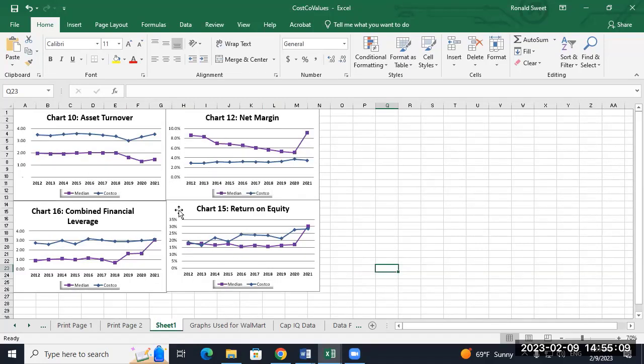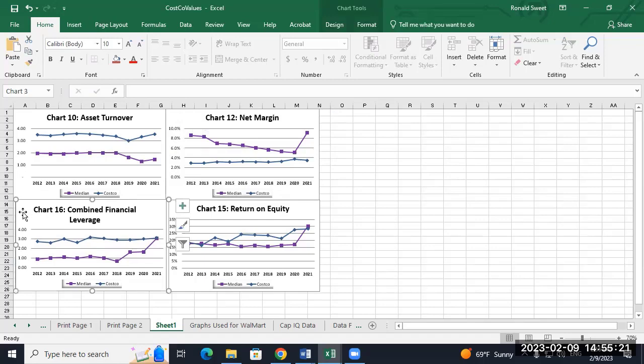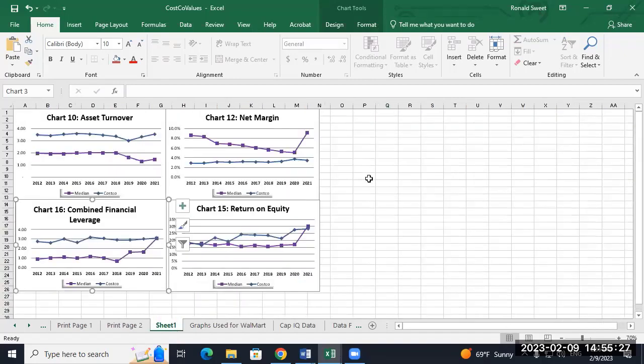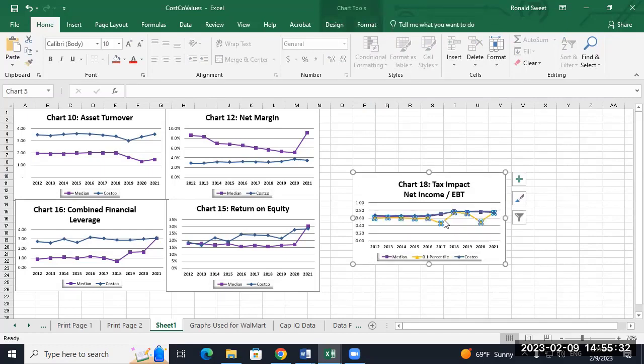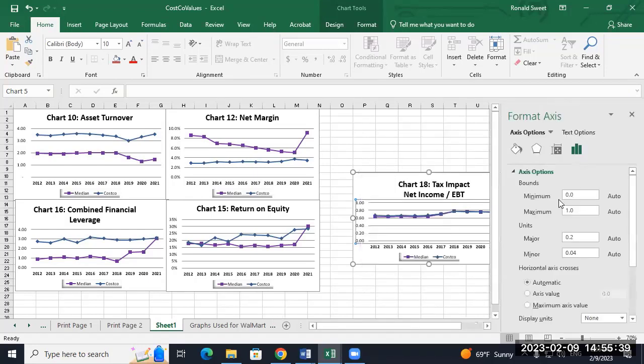So really, at this conclusion, it's a matter of finding these charts to try to explain what's going on in chart 15. And chart 15 is essentially chart 10 times chart 12 times chart 16. There's only one thing missing that I tend to ignore, and that's the tax impact. If you want to bring the tax impact over just in case it's something major, you can. I'm hoping the tax impact is like Costco, and it's somewhat of a non-issue.